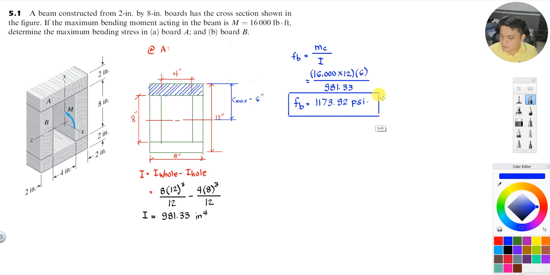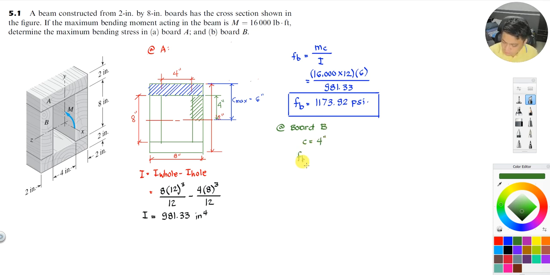Okay? For the board B, you should get the same M, you get the same I, except that at board B, okay, ito naman yung board B. Okay, ayan yung board B. Nagsisimula yun dito, nagtatapos doon. Siyempre, ang kailangan natin yung maximum. Ito naman yung kanyang maximum. Okay, again, that is around 4 inches, kalahati ng 8. So it means that c is equals to 4. You have there 4 inches.